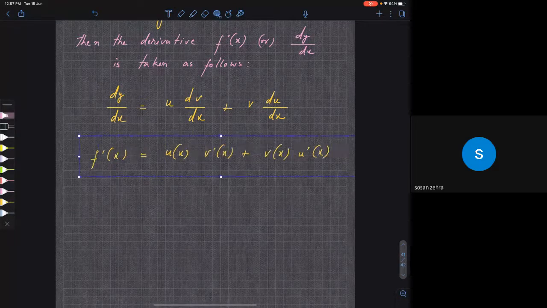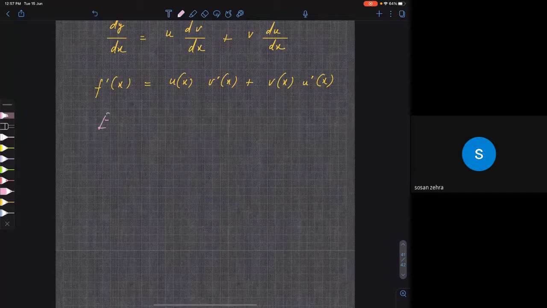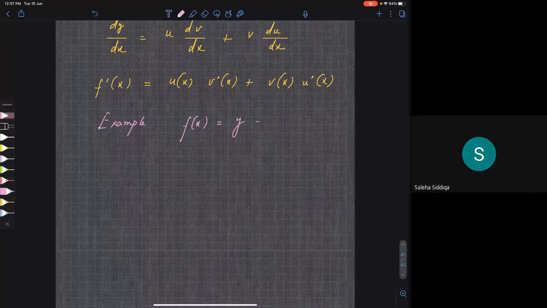After I show you one example, you'll get clarity. Example: if f of x or y equals the product of two functions. Sir, how are we getting u of x into v dash of x? I'm not giving you the proof. First, I'm telling you the formula. After discussing some examples, I'll give you the proof. Clear?